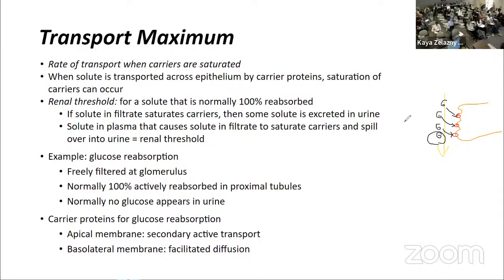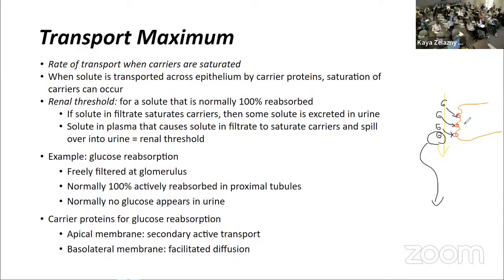So that's what we mean when we say these transporters can get saturated, and that's what we're talking about when we're talking about a transport maximum. What we're saying is that at a certain level of glucose in the plasma and therefore in the filtrate, you will have so much glucose that all of these transporters get full, and then you will have glucose spill over into the urine. So that 4th one's going to continue throughout your nephron. It was supposed to get absorbed in the proximal tubule, where glucose reabsorption happens. It didn't, so now you're peeing it out.